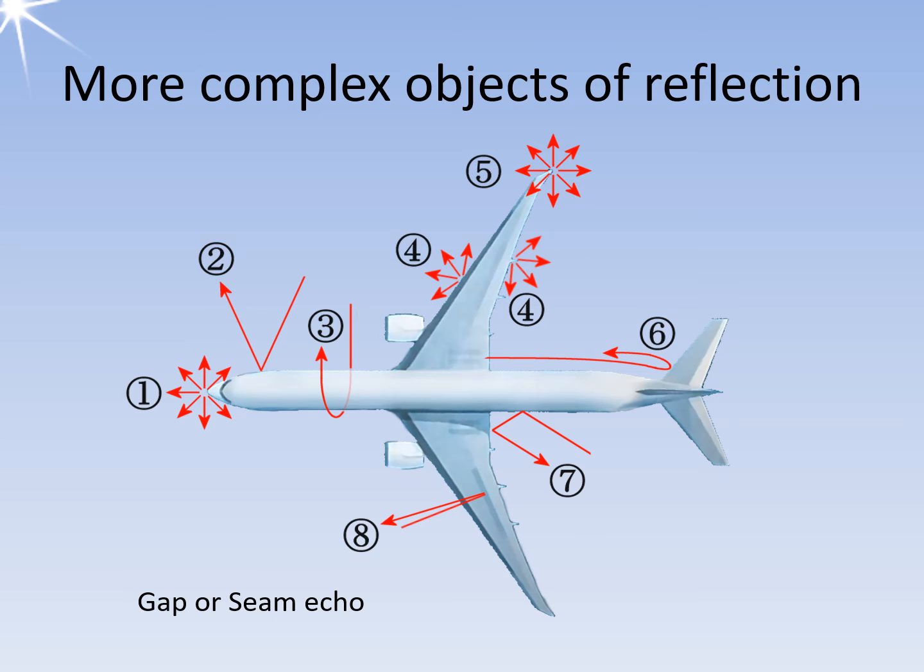8th, gap or seam echo. Most airframes have slots or gaps where control surfaces meet the stationary airframe. Slots, gaps, and even rivet heads can reflect energy back to the radar.